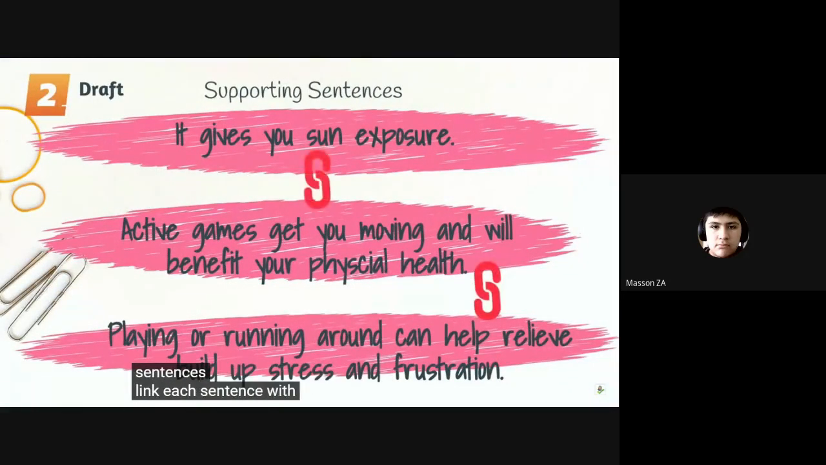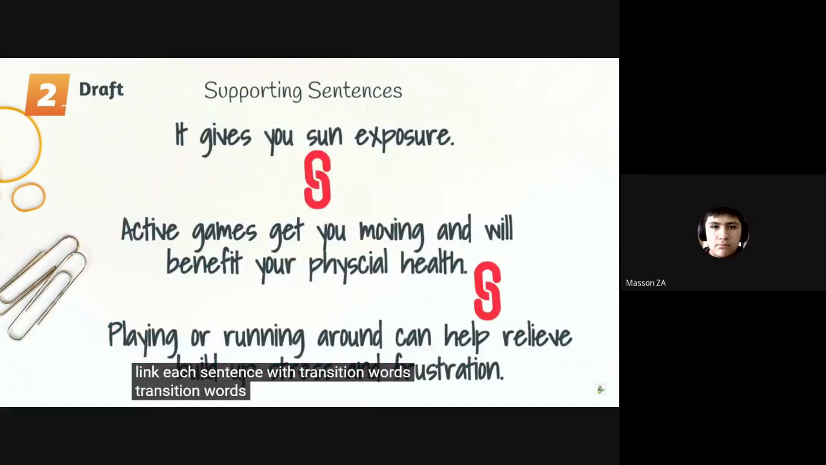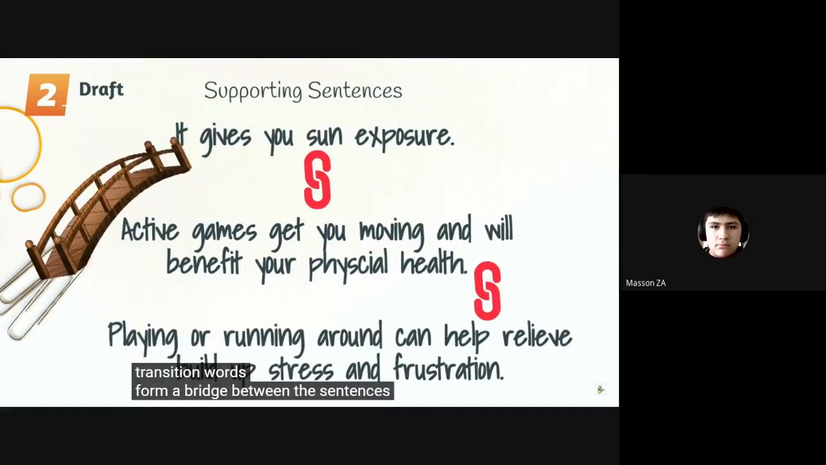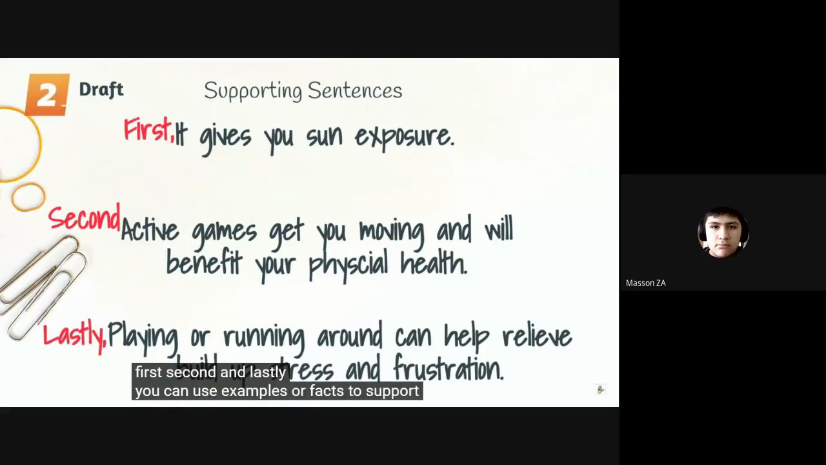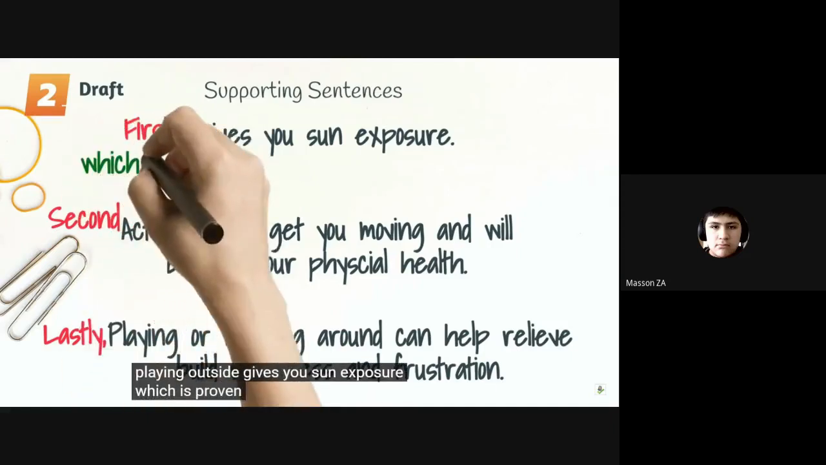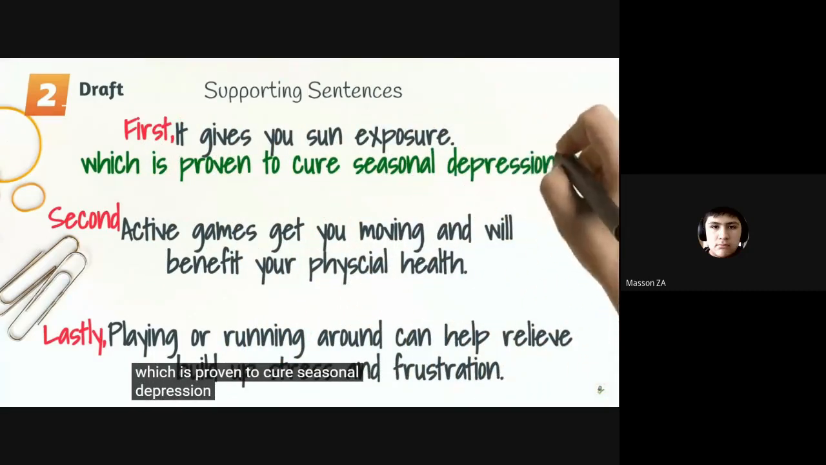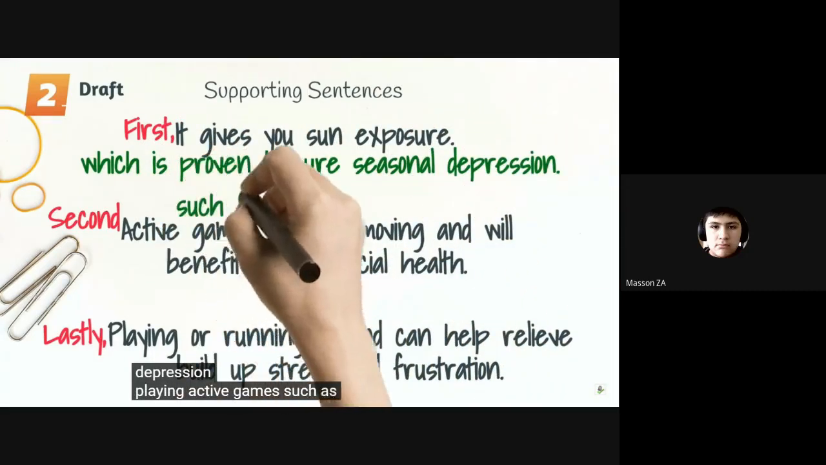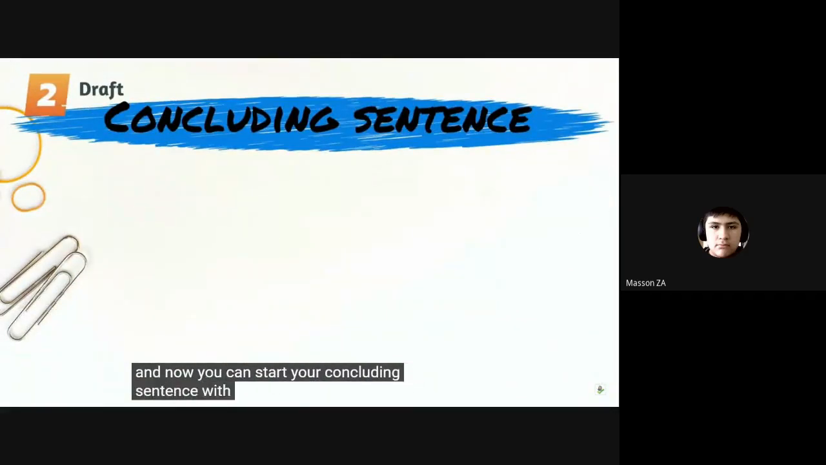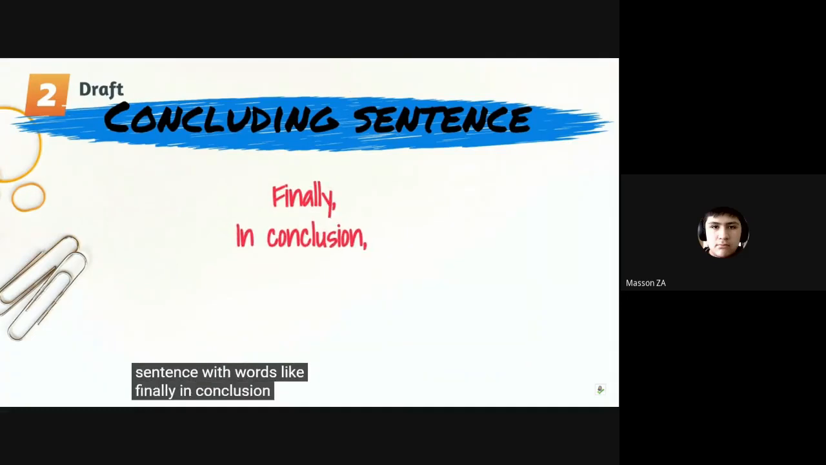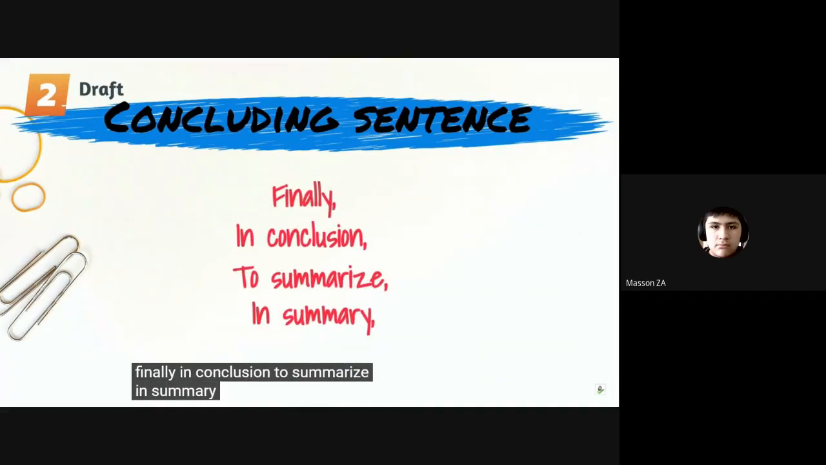Link each sentence with transition words. Transition words form a bridge between the sentences. So I'm going to use here first, second, and lastly. You can use examples or facts to support your topic sentence. So you can use anything that is relevant. For example, playing outside gives you sun exposure, which is proven to cure seasonal depression. Playing active games, such as basketball. And now you can start your concluding sentence with words like finally, in conclusion, to summarize, in summary, as a result.